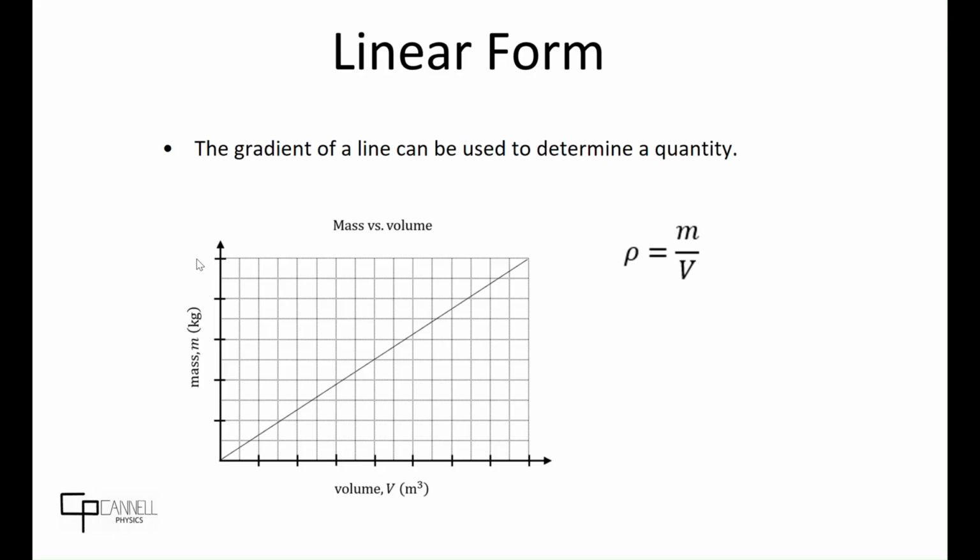Let's start with this example where mass is graphed on the vertical axis and volume on the horizontal axis. And over here on the right, we have the formula for density, where the lowercase Greek letter rho is used to represent density, lowercase m for mass, capital V for volume.